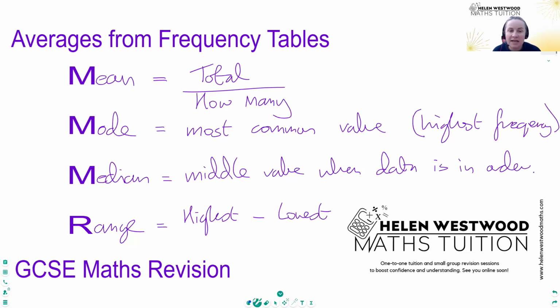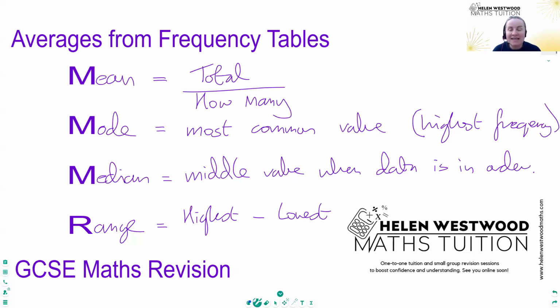The mode is the most common value. So when we're looking at our frequency table, we're looking for which value has the highest frequency. The median, remember, is the middle value when the data is in order. Most frequency tables have our data sort of in order, but also we're looking for that middle value. I'm going to show you how we can look at a running total with the frequencies to help us identify where the middle is. And then to calculate our range, we do the highest minus the lowest.